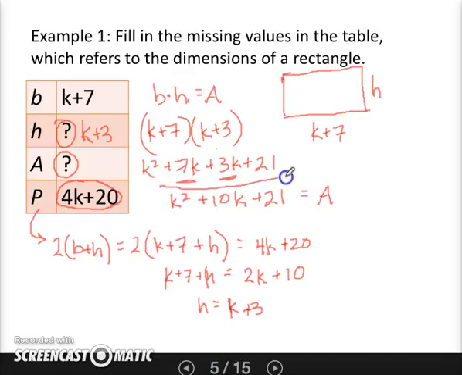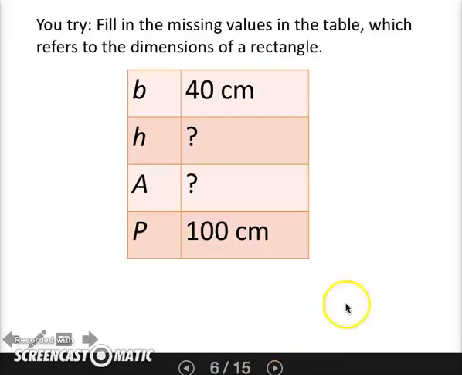And that's as far as I can go because I don't have a value for k. In this problem, I'm leaving everything in terms of k. So that is the answer that goes in that spot. You try one like this. Fill in the missing values in this table, which also refers to the dimensions of a rectangle.